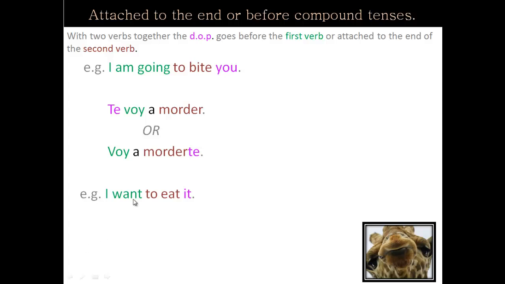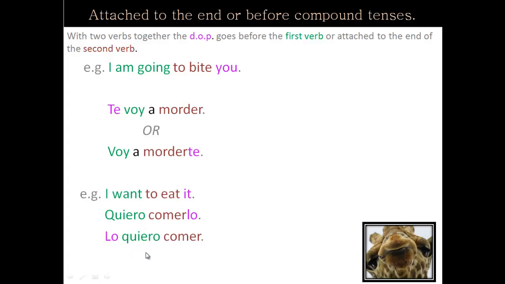So let's have a look at what I meant by two verbs that aren't necessarily compound tenses. So I want to eat it. Quiero comer, I want to eat, okay? And just like up here, we don't split the verbs up. So it's quiero comerlo or lo quiero comer. It is never quiero lo comer, okay? So quiero comerlo, lo quiero comer. So look, it's at the end attached to the infinitive, or at the very beginning before the first verb that we conjugate.